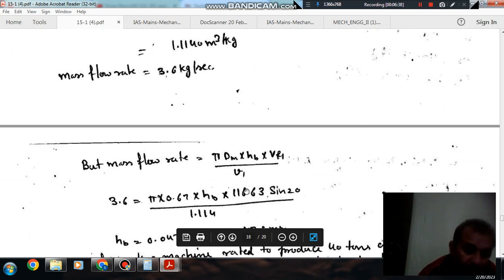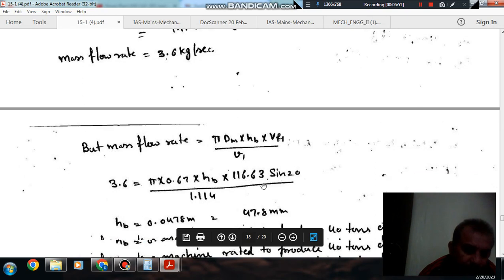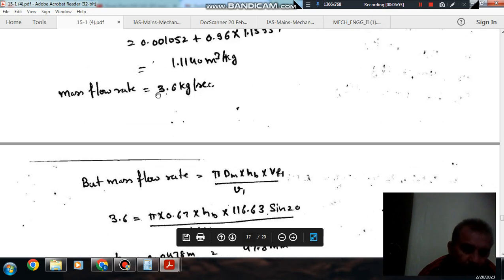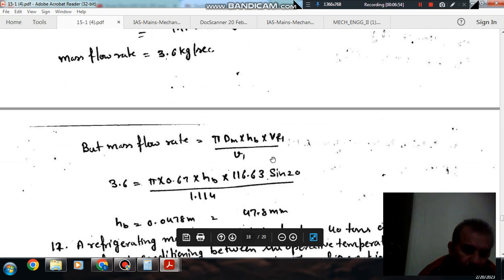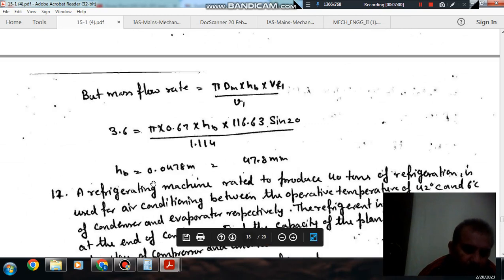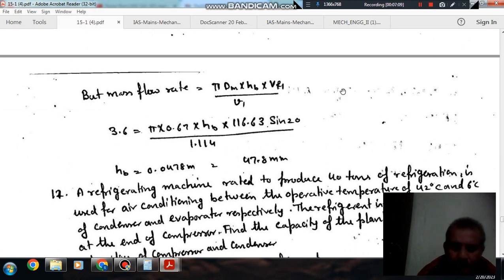Reaction turbine is an axial flow turbine. So area for the flow velocity is pi dm into hb, where hb is blade height and dm is 0.67. VF1 is as calculated, specific volume we have calculated, and this is your mass flow rate, given as 3.6. So from this you can find out hb. That is 47.8 mm or 0.0478 meter.